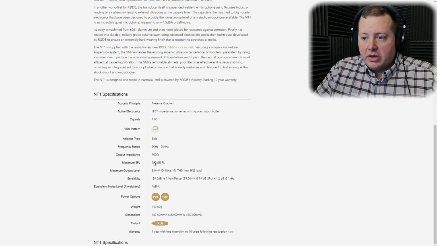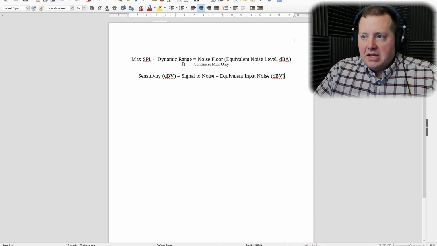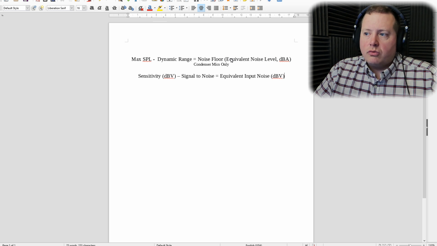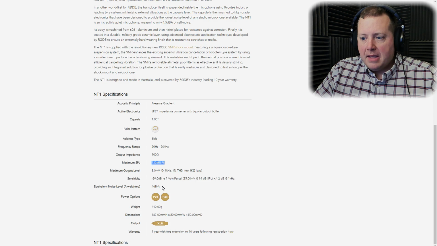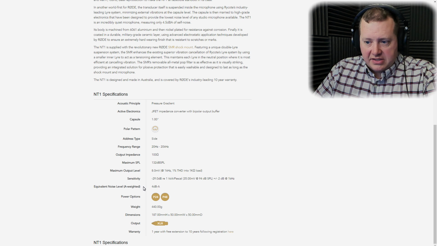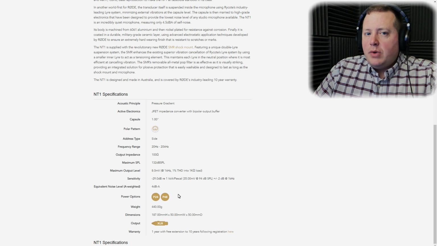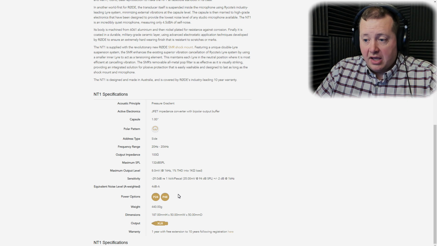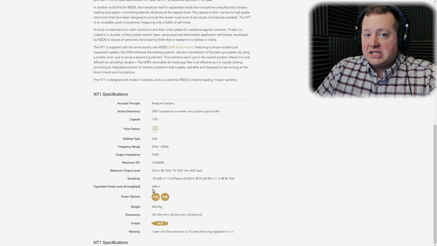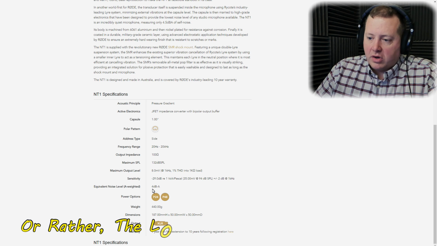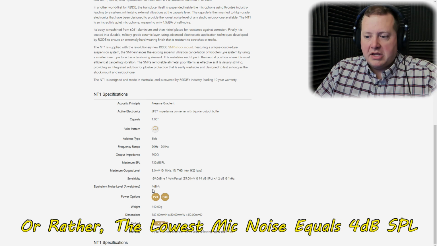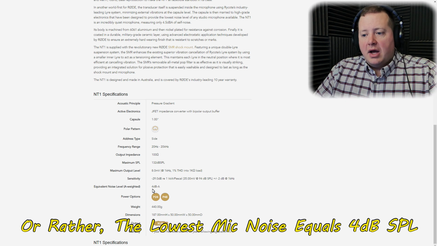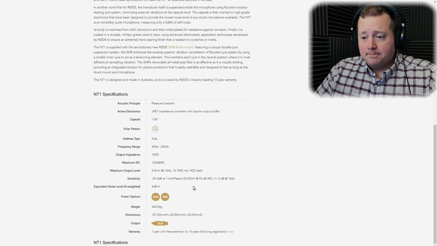Maximum SPL, or 132 dB, minus dynamic range, which we don't know what that is, equals the equivalent noise level in dBA, which is 4 dBA right there. And basically dBA in this case, equivalent noise level, is if you had a completely dead quiet environment, which was 0 dB, some sort of a test chamber, let's say, this microphone would be able to hear noise at a level of 4 decibels A weighted, which corresponds to the human hearing frequency curve. So this is A weighted to 4 decibels.